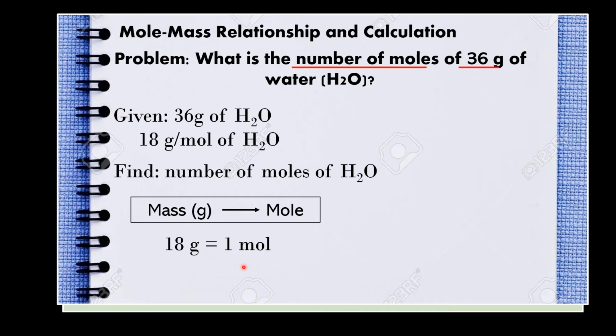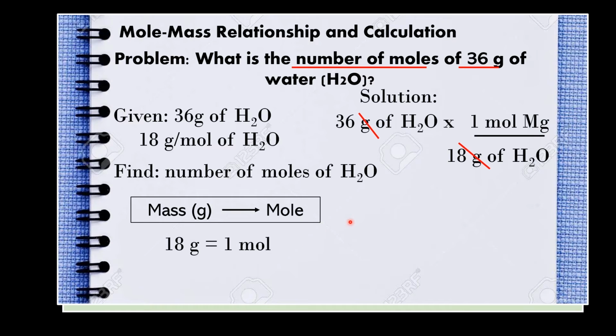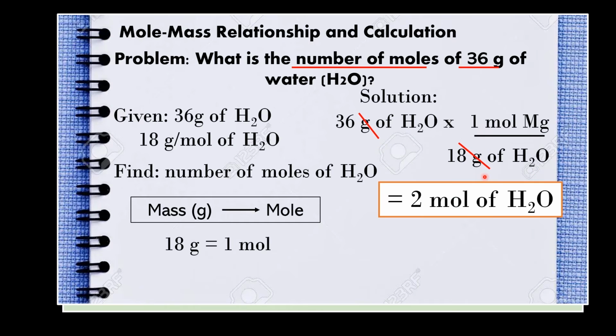Always remember that. For our solution, 36 grams of water times 1 mole of water divided by 18 grams of water. So 36 times 1 is 36 divided by 18. The answer would be 2 moles of H2O.